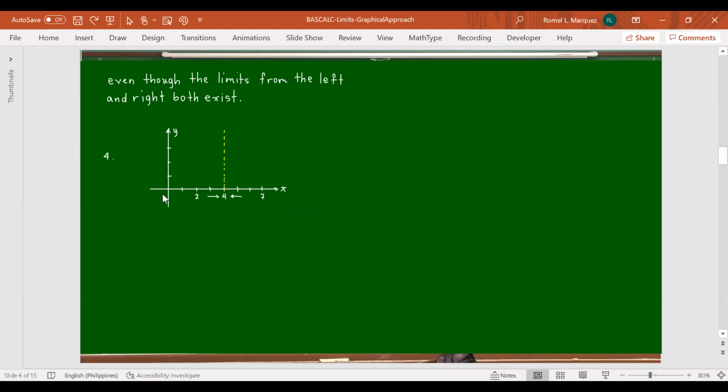I do not know what's happening. It's blinking on my computer. Nagbi-blink siya. But I think in your case, hindi naman nagbi-blink, no? Hindi po, nagbi-blink yung screen ko. I do not know why.